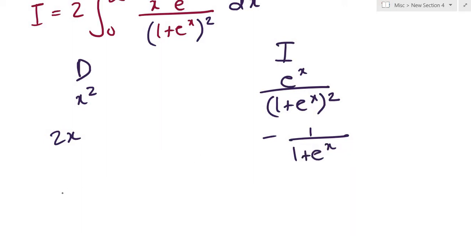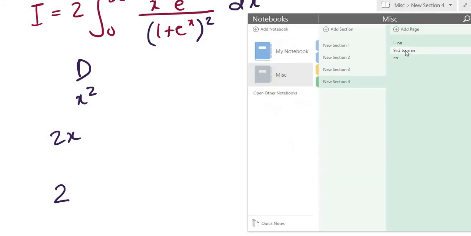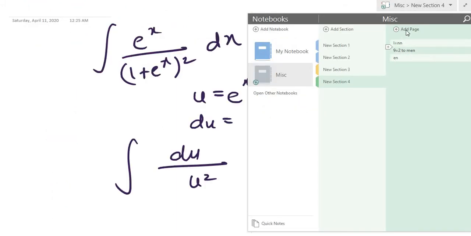And now I'll have to differentiate this again. So I have 2, and then I'll have to integrate this. So let's do that on another page maybe.